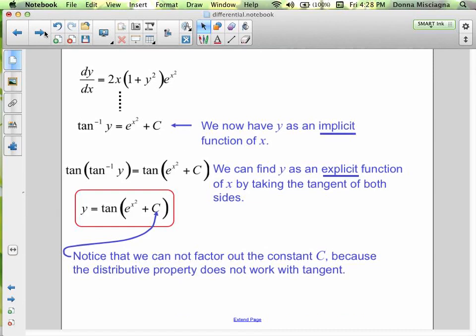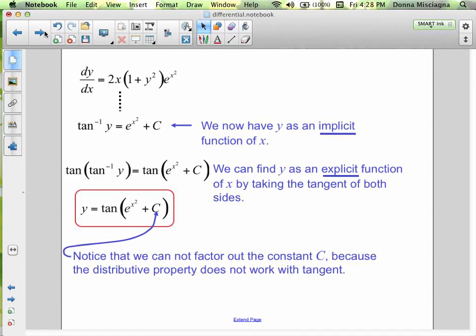We have y as an implicit function of x because y is not isolated. So that's why it's an implicit function. If we can isolate y, we can have it as an explicit function. And we can find y as an explicit function of x by taking the tangent of both sides. So if we take the tangent of both sides, tangent and arctan will cancel. I have y equals the tangent of e to the x squared plus c.